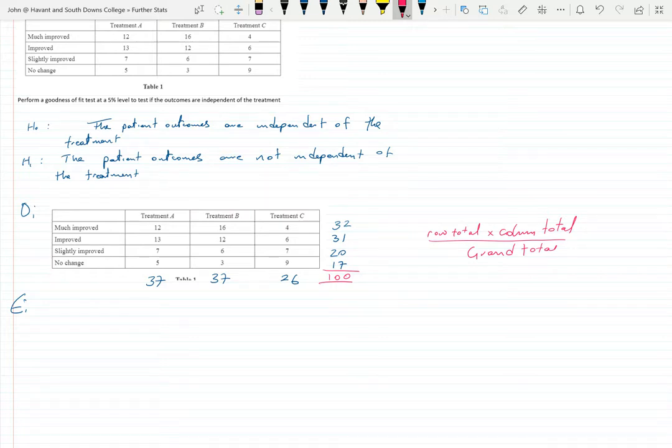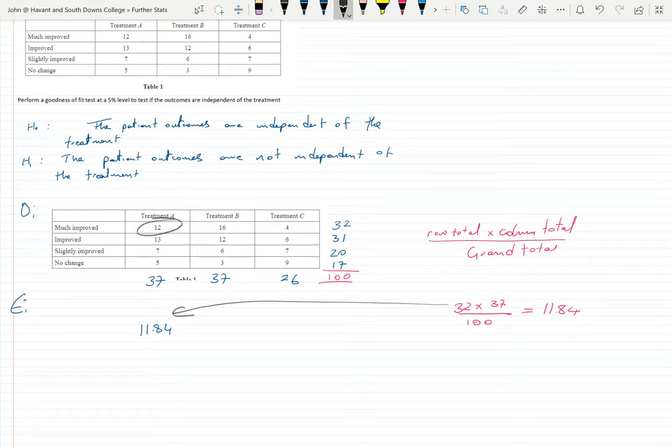So, for example, the number in that cell for the expected frequency will be 32 times 37 divided by 100. Okay, and that comes to 11.84. So we have 11.84 for this number here, which is the expected frequency for that cell. And then we just do a similar thing for all the other cells. So I'll just do that now.